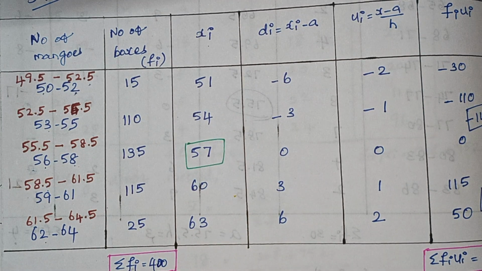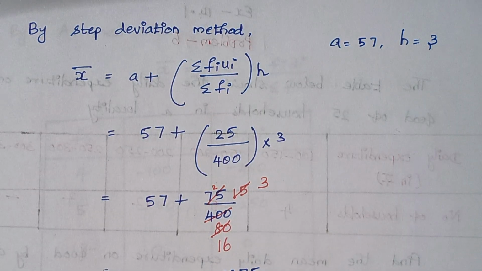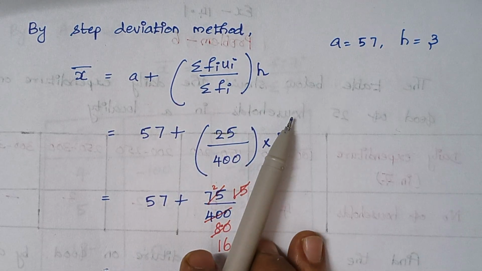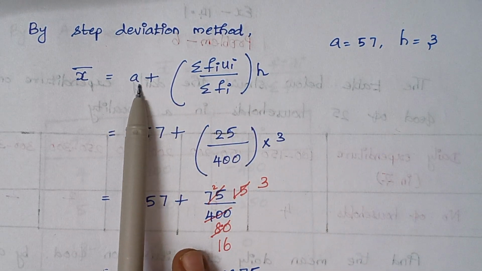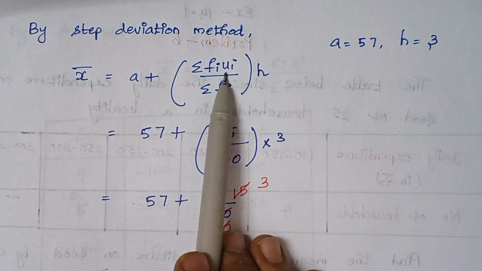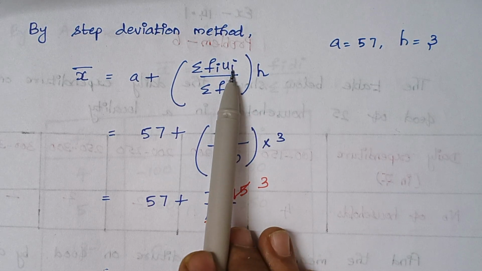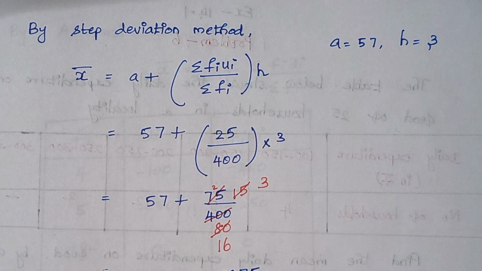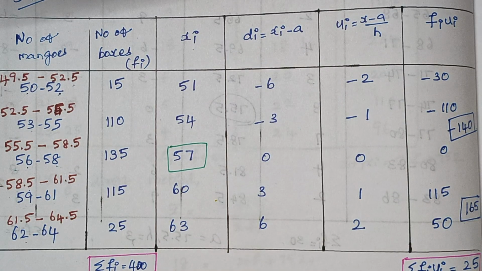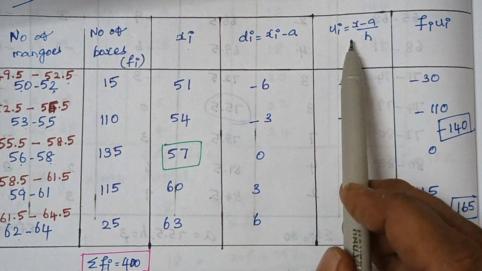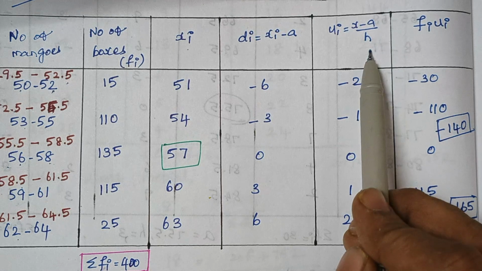Now the next thing is, as per the formula, since we are following this method, I already told you, you can come from the formula. So here this is our formula. So we need to know what is A, what is H and what is this Ui. Right. So Ui is equal to xi minus A by H.